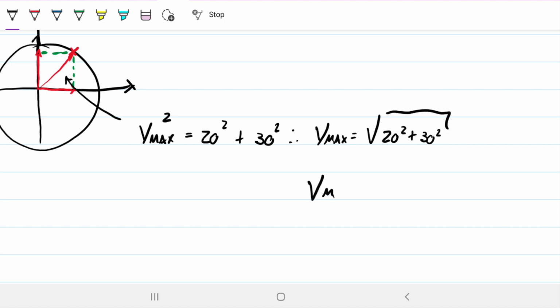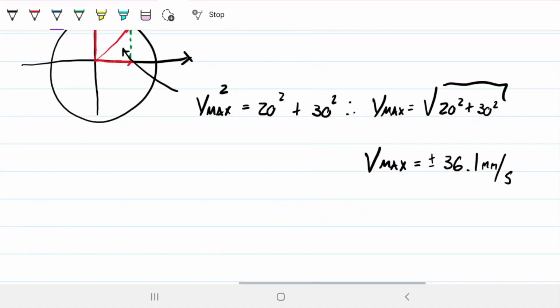So the Vmax is, obviously it's going to be positive or negative because it's a square root, 36.1 mils per second. So that's a way to save time. As long as you understand what you're doing, that's fine to do it this way.